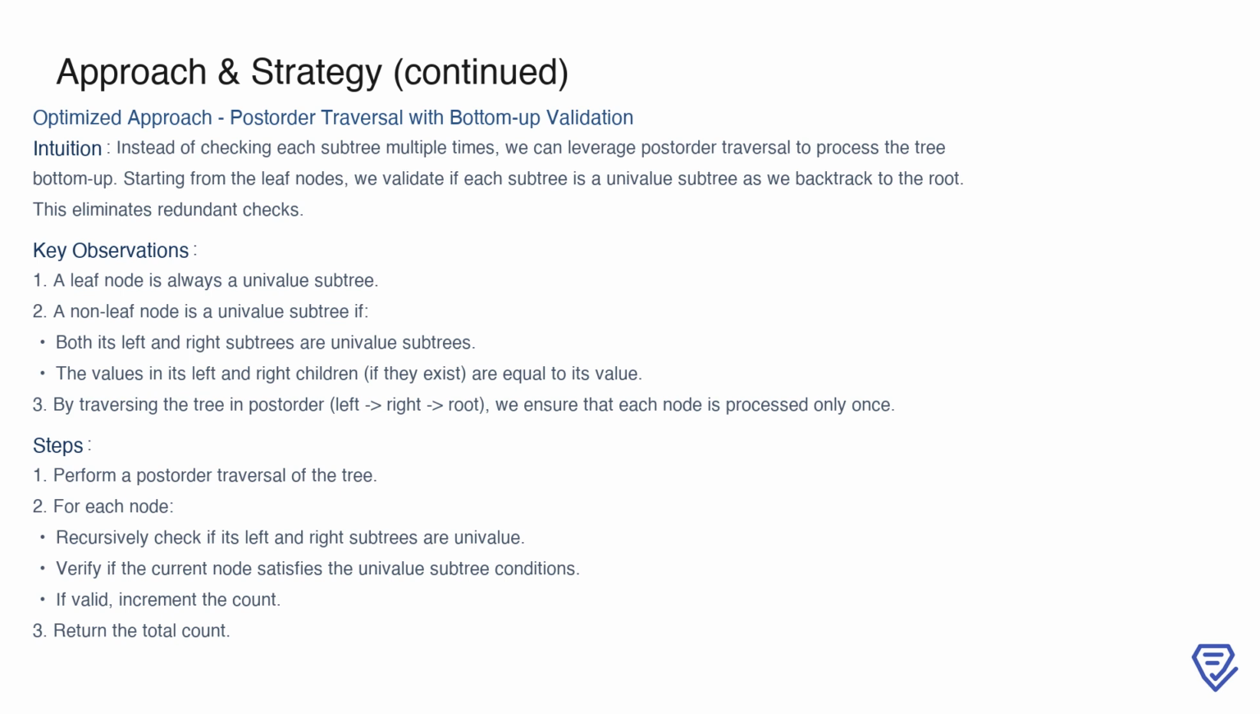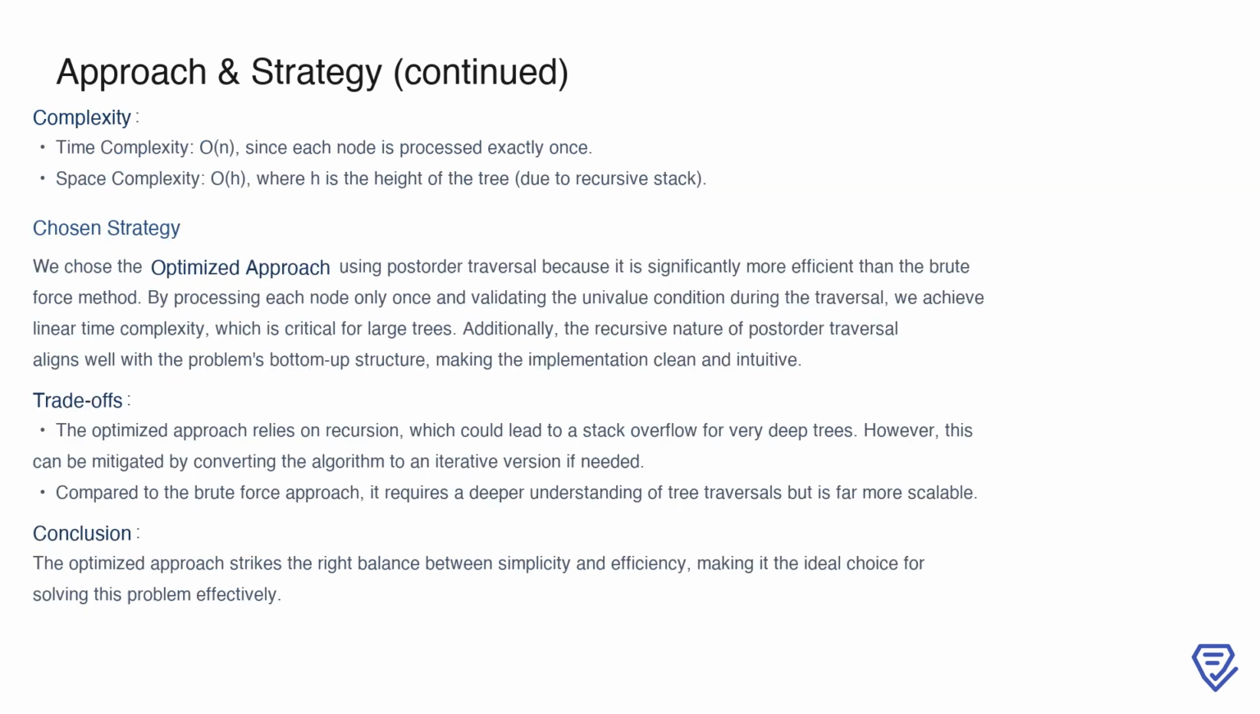By following a post-order traversal, where we process the left child, the right child, and then the node itself, we ensure that every subtree is validated only once. This significantly reduces redundant computations and makes the algorithm much more efficient. This optimized approach offers a substantial improvement in complexity.